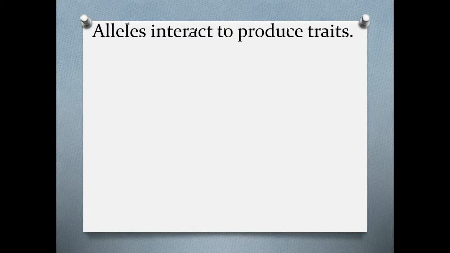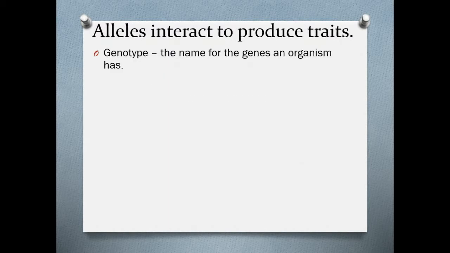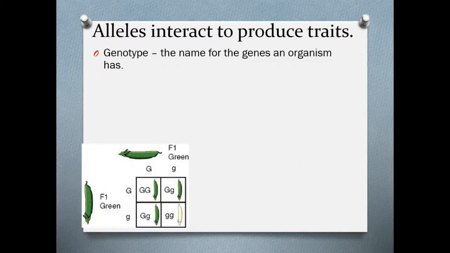So from that, he realized that alleles must interact in order to produce traits. The short parent and the tall parent, something must be going on in order to produce all tall offspring. And then if you took offspring that had one short and one tall parent, something must go on to produce the 75%, 25% mix. So from that, he coined the term genotype. This is the name for the genes an organism has. To make it easy, we use capital letters and lowercase letters to represent the genotype.